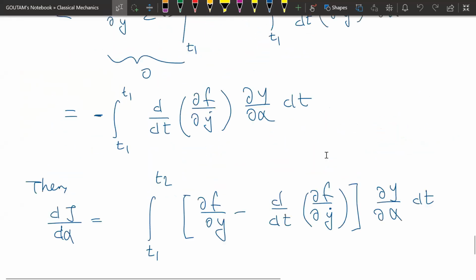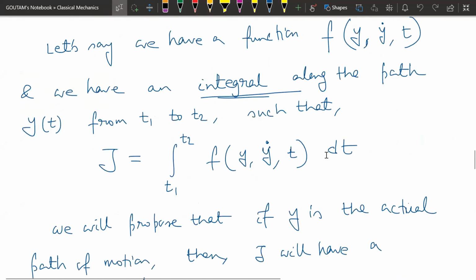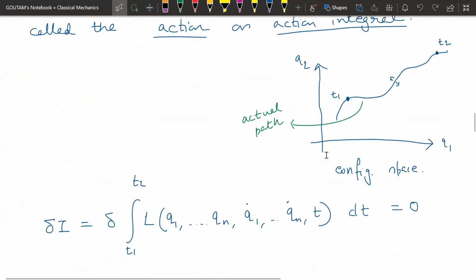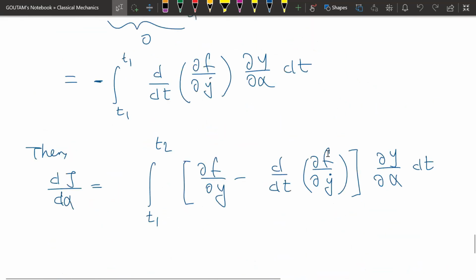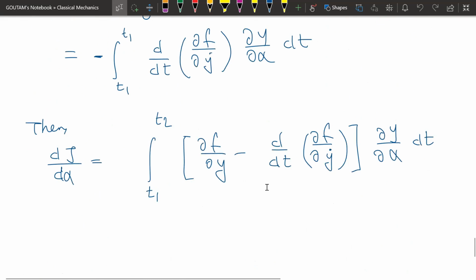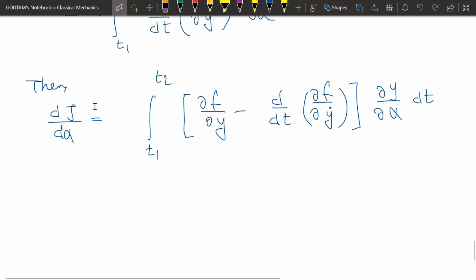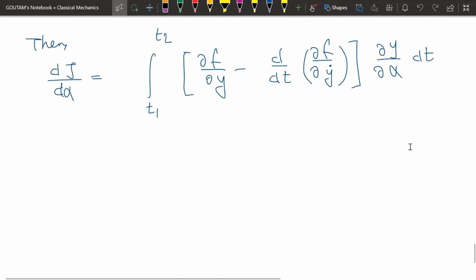Okay. So now if we use Hamilton's principle for this problem, Hamilton's principle says that if we have the actual path, so if we vary our alpha around our actual path, then this J, this action integral, will have a stationary value. The rate of change of the action integral will be 0, right? That's the meaning of stationary value, it will not change.